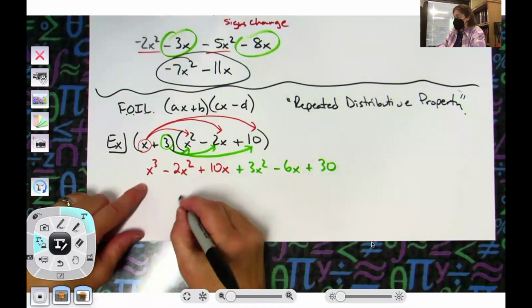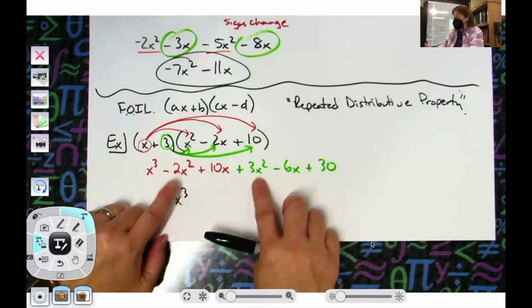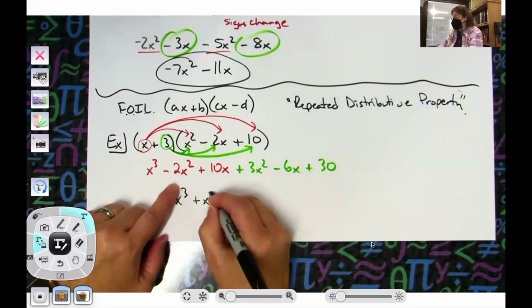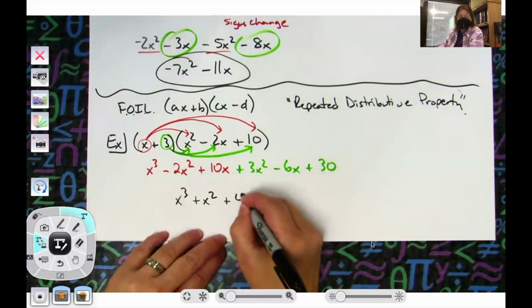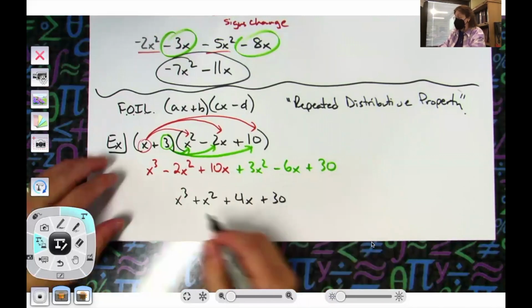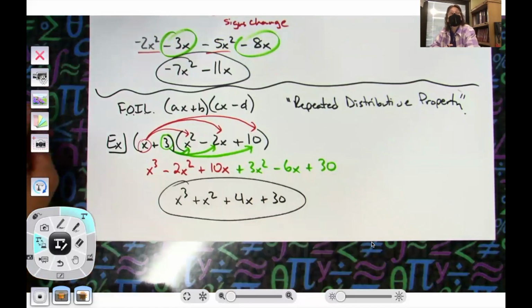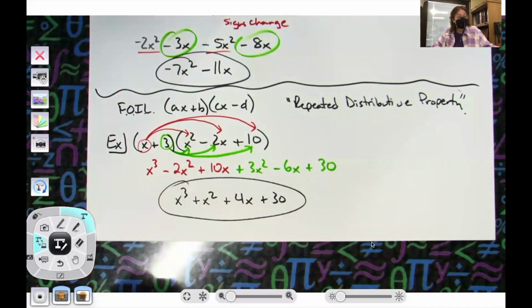Nothing matches my x to the third. Putting together my x squared terms, I just get a plus x squared. Putting the x terms together, I'm going to get a 4x. And then the plus 30 on the end. And the way I wrote that, it ended up being in standard form again. Okay, so we've done tons of this in Algebra 2, right? Like you did this over and over in Algebra 2.